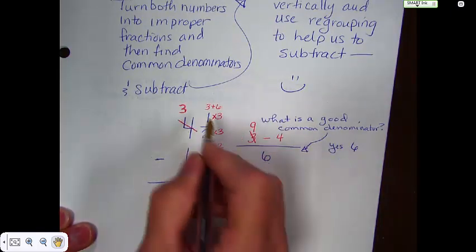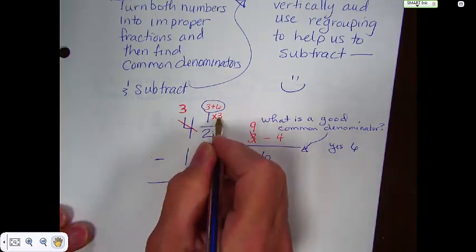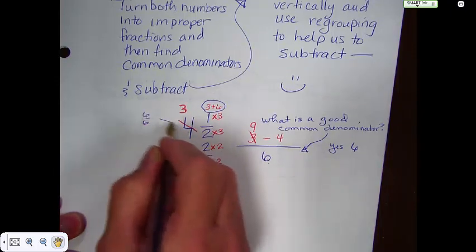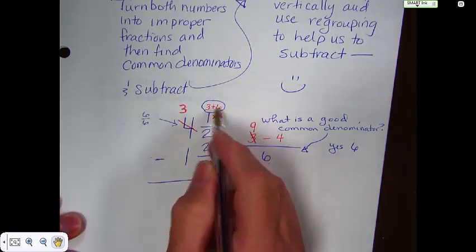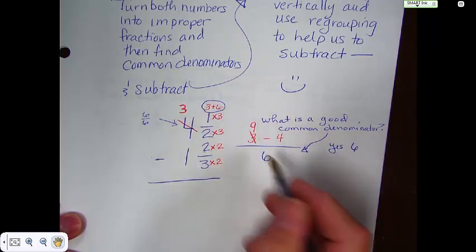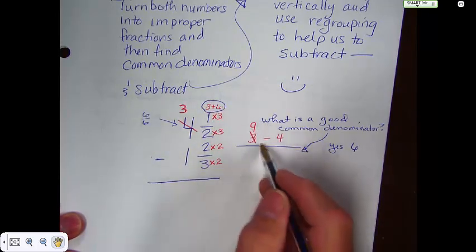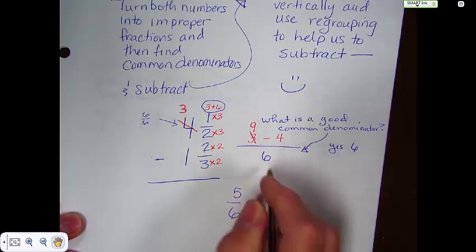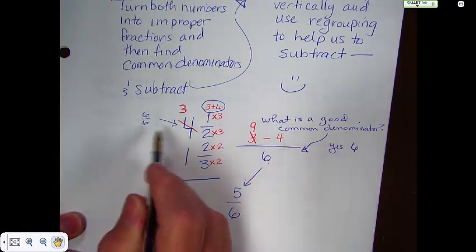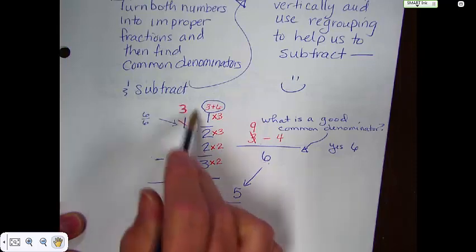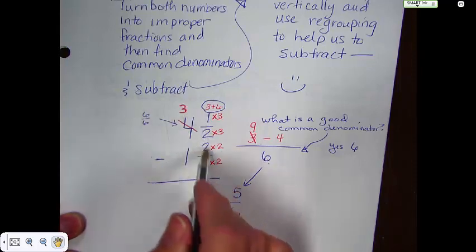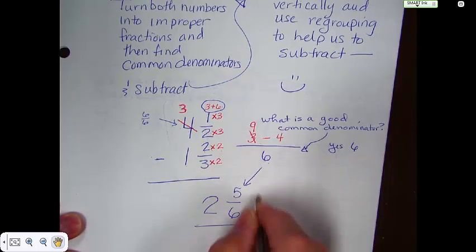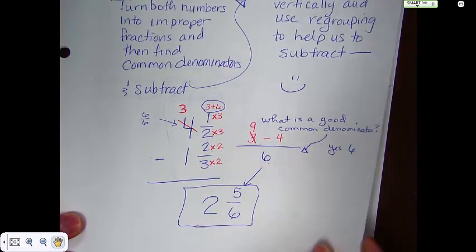Because we added up here. We took the 3 that was there, we borrowed 6 from here, took it up here, so now we have 3 plus 6. 6 and 3 is 9. 9 minus 4 is 5/6, and that comes from here. And then we still have to deal with these numbers over here, the whole numbers, and 3 minus 1 is 2. So your answer is 2 and 5/6.